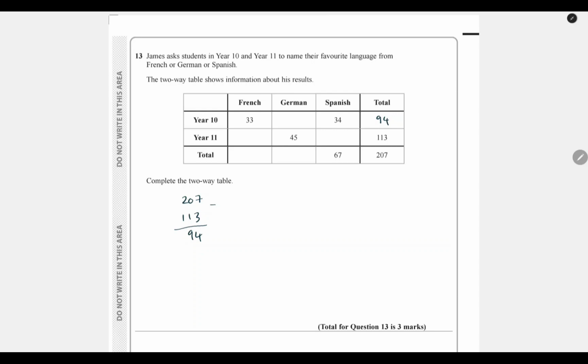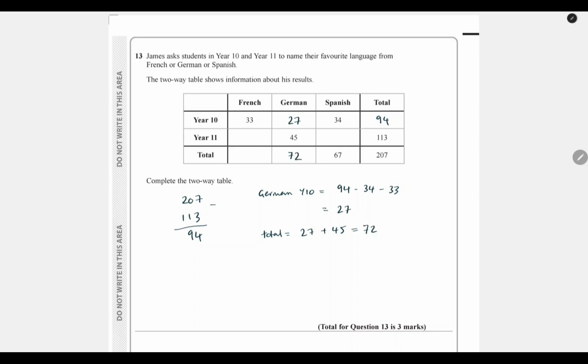We can then work out the number of year 10 students that prefer German, so we call that German in year 10, and that's going to be the total, which is 94 minus 34 minus 33, and that is equal to 27, and so we can put 27 here. We can then work out the total for German, so the total German is going to be 27 plus 45, and that's equal to 72.